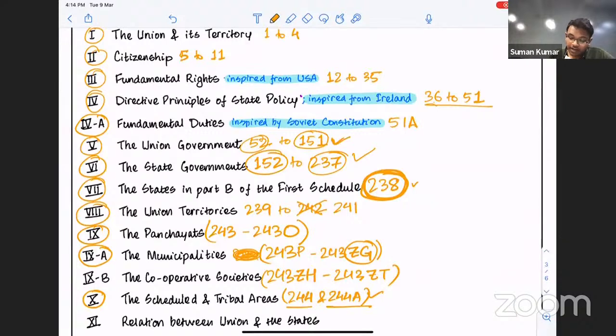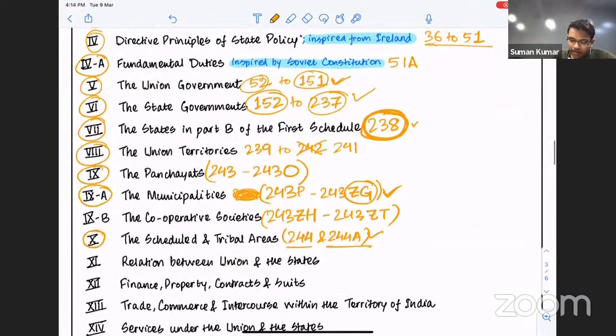If you come across an article, this is exactly how this will help you, be it when you're reading current affairs or when you're doing anything. Having understood this much, you have part 11, which went up to 244, and part 10 came before it. So it makes sense that the relation between the union and the states starts from 245.